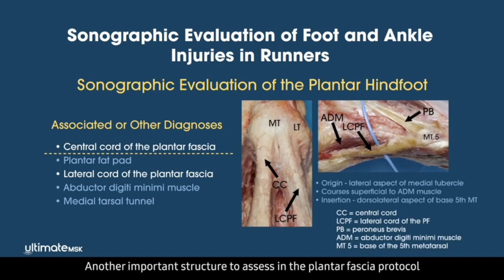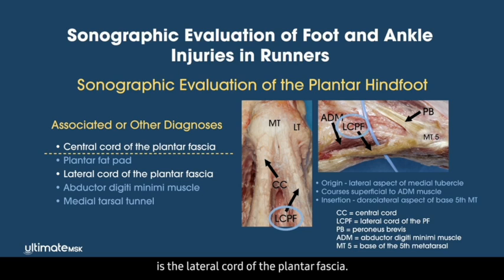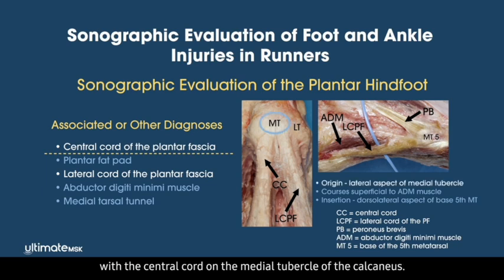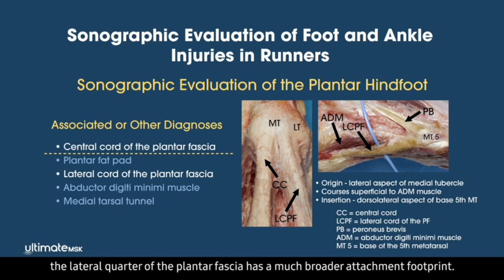Another important structure to assess in the plantar fascia protocol is the lateral cord of the plantar fascia. As discussed earlier, the lateral cord shares a common origin with the central cord on the medial tubercle of the calcaneus. It traverses distally along the superficial border of the abductor digiti minimi muscle before inserting onto the base of the fifth metatarsal bone. Compared to the insertion of the peroneus brevis tendon, the lateral cord of the plantar fascia has a much broader attachment footprint.